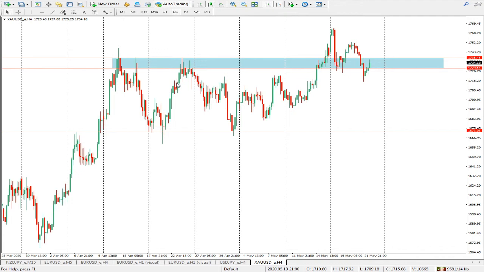So as long as the price is held within this area, the zone 1738.45, 1729.14, we expect sellers to take control. We expect sellers to push price to the lower side, and that should take us up to 1673.05. So if you sell within that range, have your stop loss here, and then have your take profit here. In case the price breaks beyond 1738.45, then that's the only time we'll be considering a buy position.